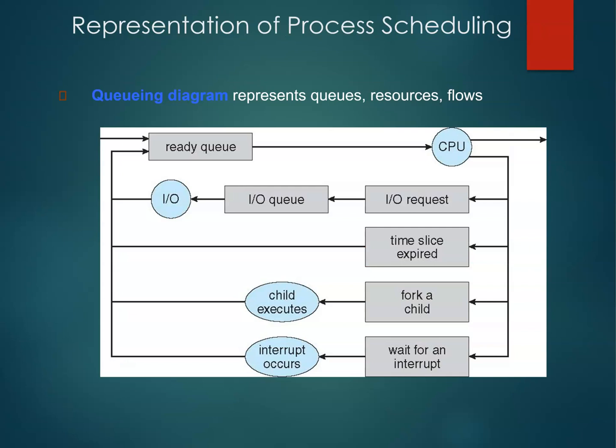So a queuing diagram represents queues, resources, and flows. Here we have our ready queue. It accesses the CPU. The CPU may then issue I/O requests, the time slice may expire, or a new child may be created. When a child is forked and executes, and an interrupt occurs, we wait for the interrupt, and when it occurs, we handle it. After these are done, we go back to our ready queue.